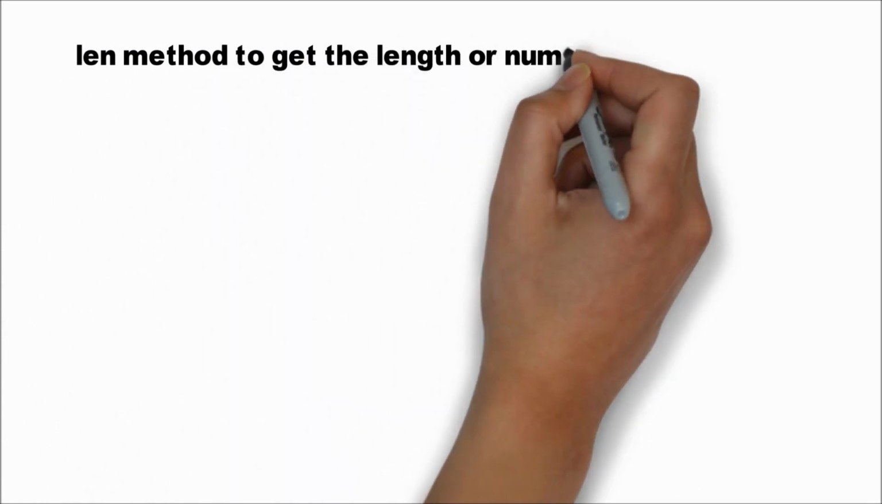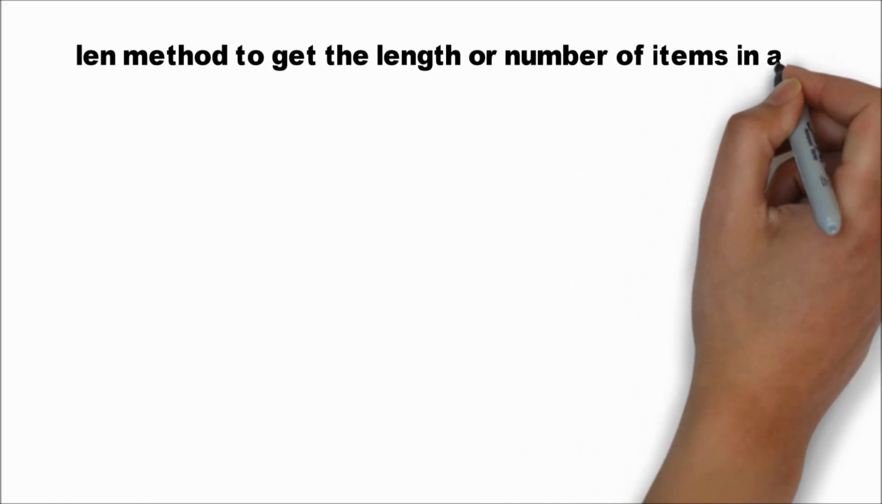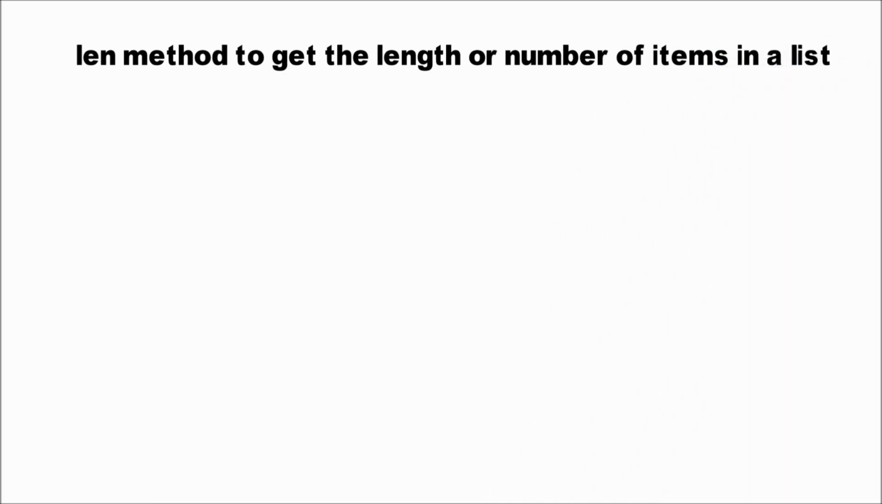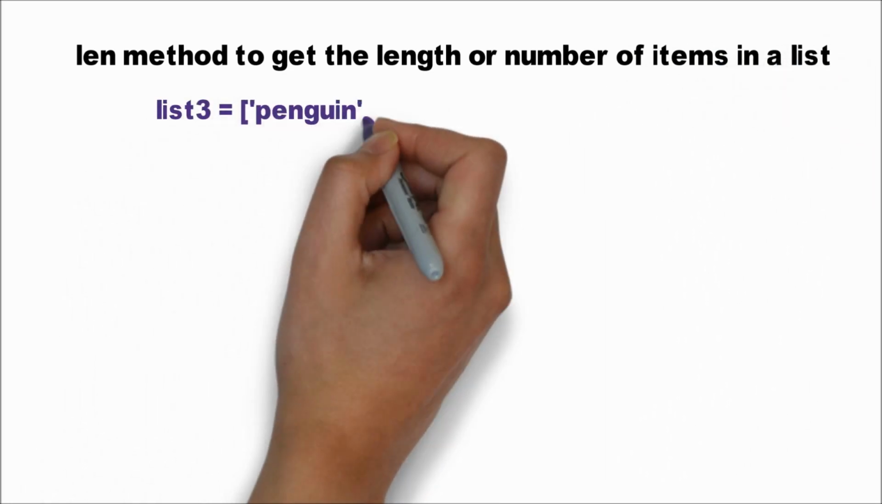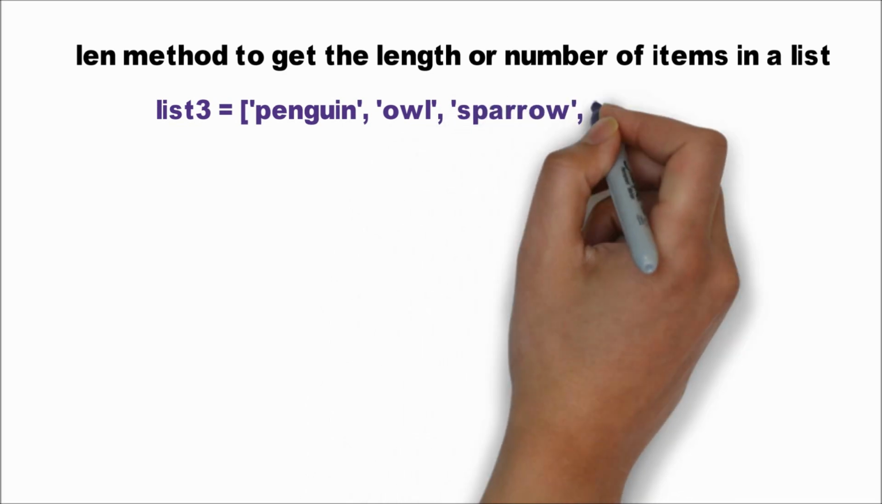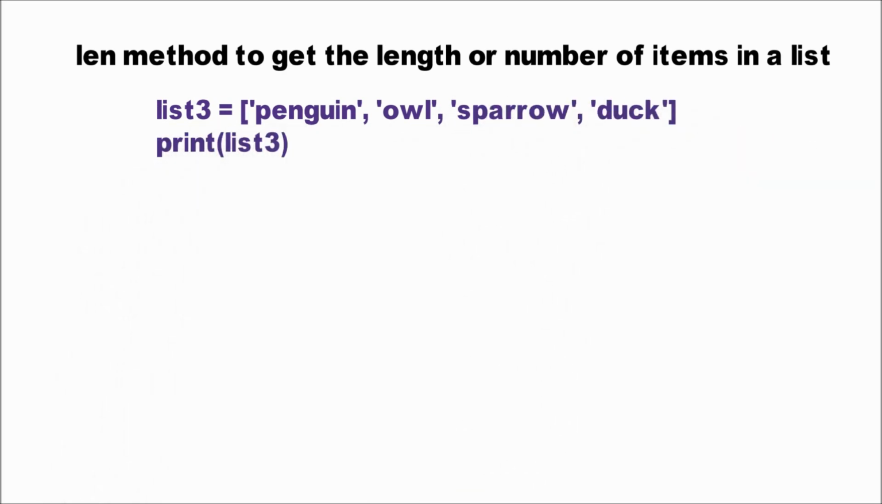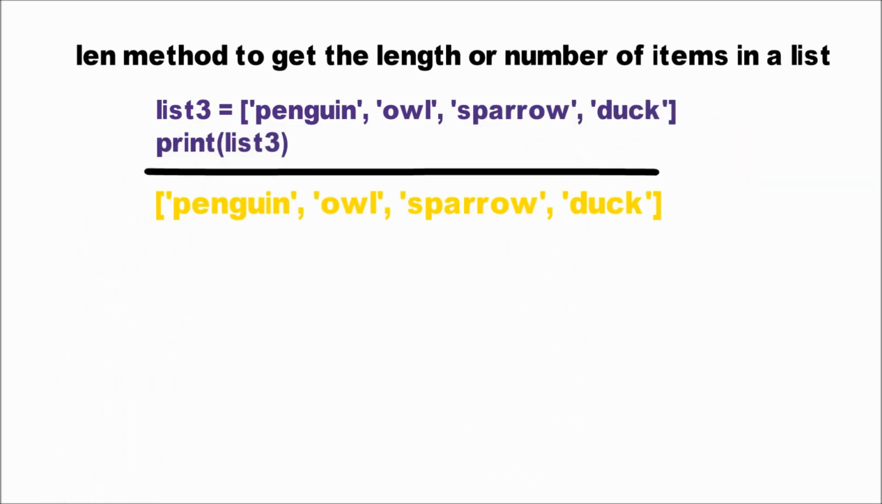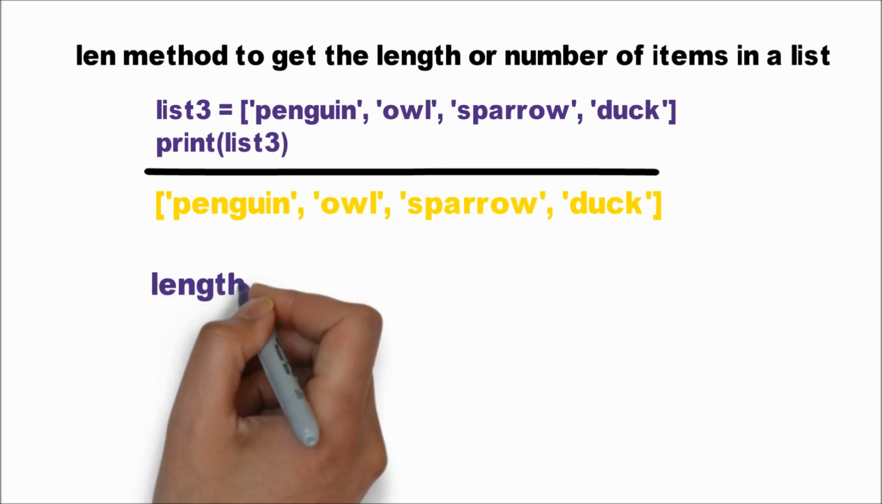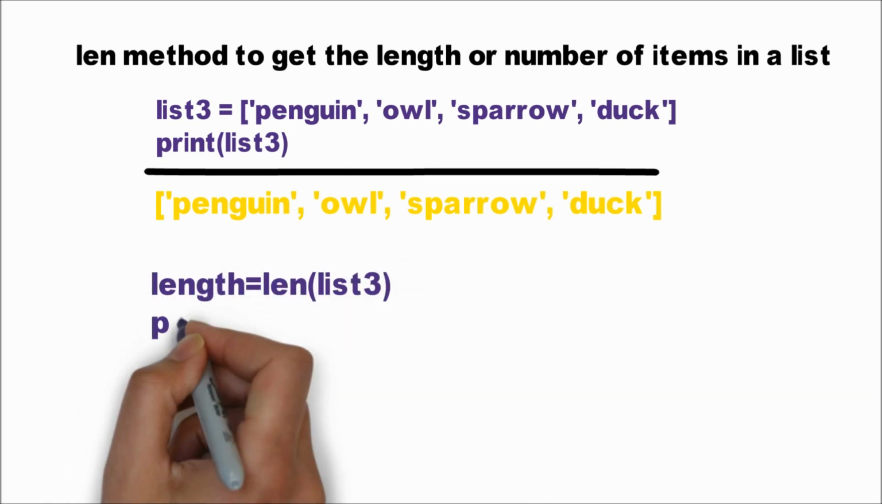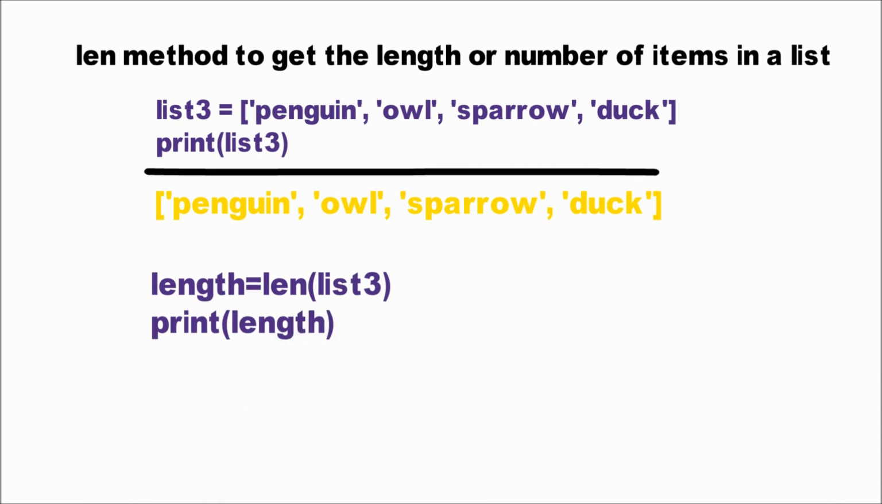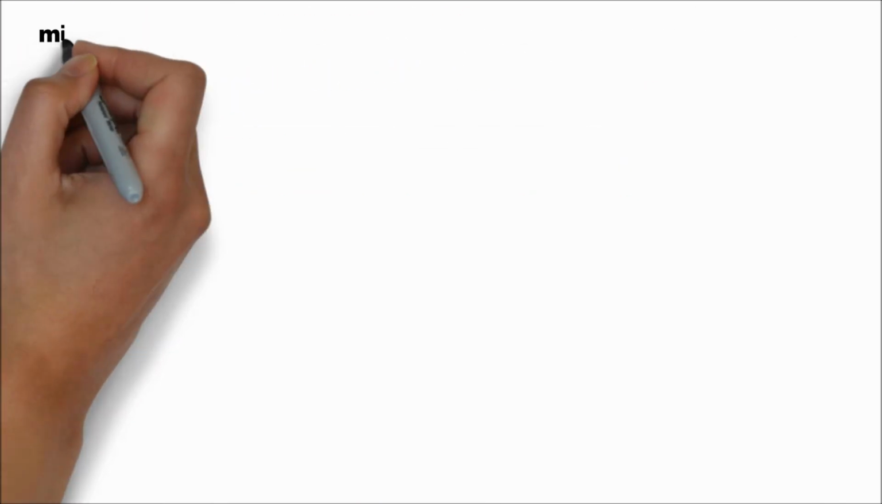Next we will see the len method to get the length or number of items in a list. Let's create a list3 equal to penguin, owl, sparrow and duck. We can find the length of the list by writing length equal to len of list3. So we can see that our list has 4 items.